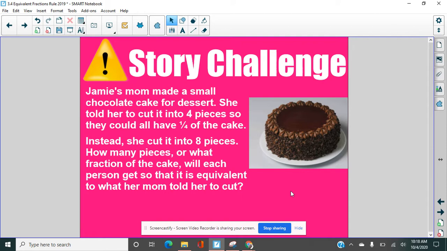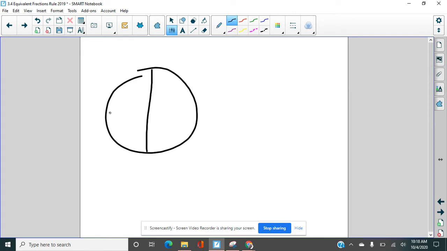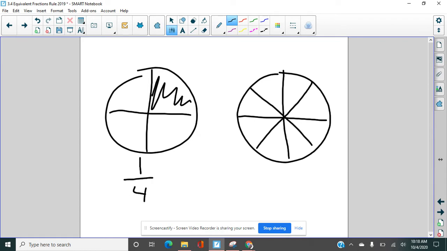So imagine that, right? Imagine that you're supposed to cut something into four pieces. Oh no, right? You made a couple of extra cuts, and now it is 8 pieces. So they wanted to have 1/4, but now they have pieces that are eighths, right? They wanted to eat this, but instead they have this. So if here they wanted to eat 1/4, what do you think they would eat over here if they each wanted to have 1/4? What do you think?